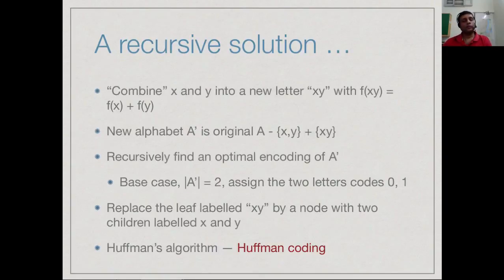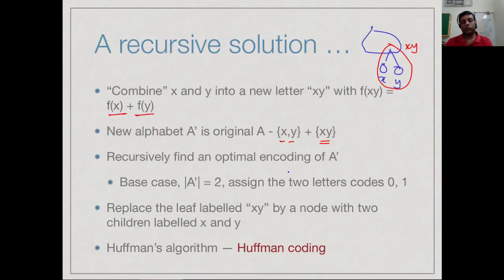Now the recursive solution will say: how do I figure out what the rest of the tree looks like? Well, if I have decided that X and Y go here, then I will treat this as a unit and make a new letter called XY and give it the cumulative frequency Fx plus Fy of the old two letters. So I'll construct a new alphabet in which I drop X and Y and add a new composite or hybrid letter XY whose frequency is Fx plus Fy. Now recursion kicks in. I have a k minus 1 letter alphabet, so I will recursively find an optimal encoding of that.